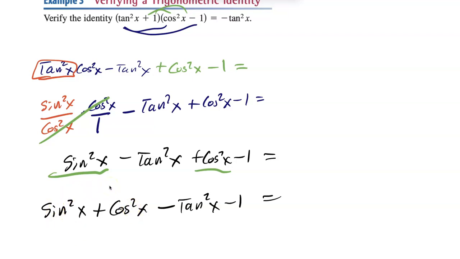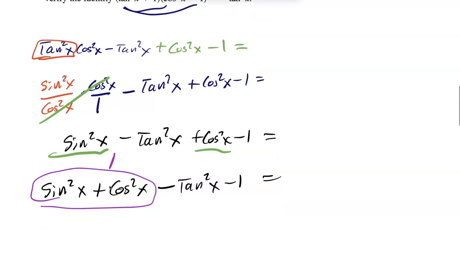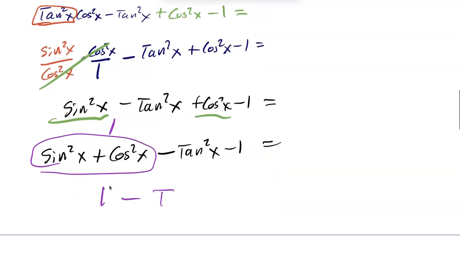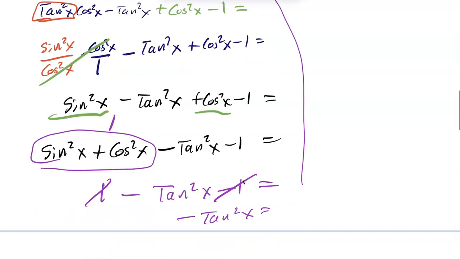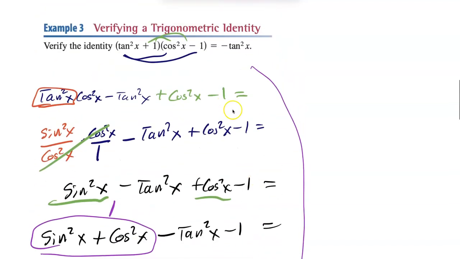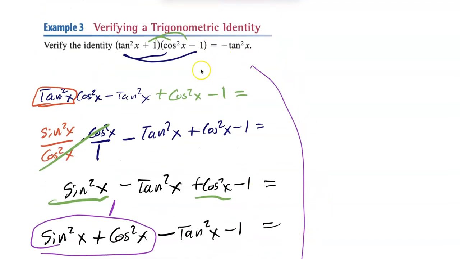Remember this, sine squared plus cosine squared is 1. So that's our next line. 1 minus tan squared x minus 1. 1 minus 1 here, cancel each other out. And you're left with negative tan squared x. So there we go. I always put an arrow. You don't have to, you can just put an equal sign, but I like to show all that work gets there. So that was a long one, right?